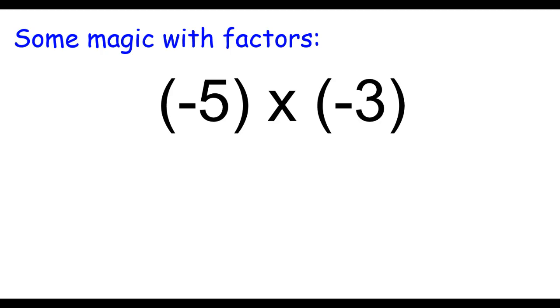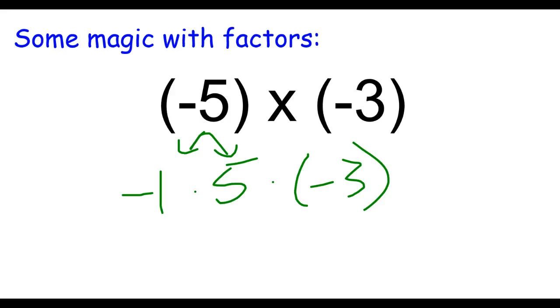So let's take a look at negative 5 times negative 3. Well, we can do a little bit with factors because we know we can split some numbers apart. We know that negative 5 is actually the same as negative 1 times 5, because 5 times 1 is 5, so 5 times negative 1 is negative 5. Now, multiplication is associative, so we can put some parentheses around here and do the 5 times negative 3 first. Well, 5 times negative 3 is negative 15.